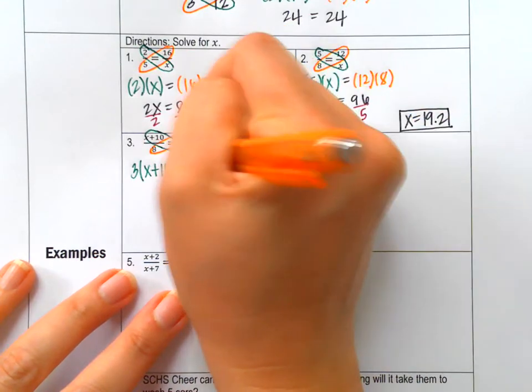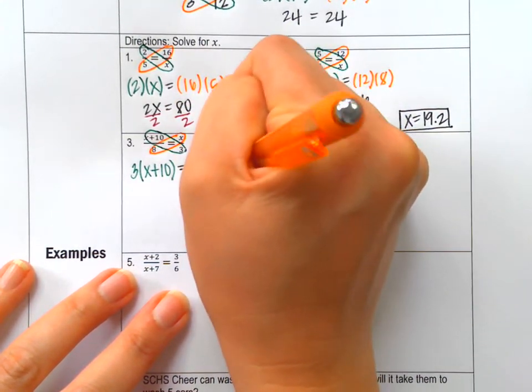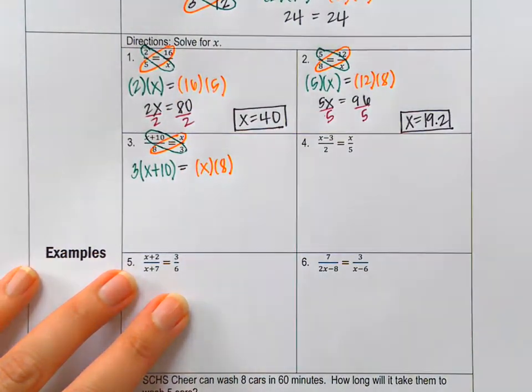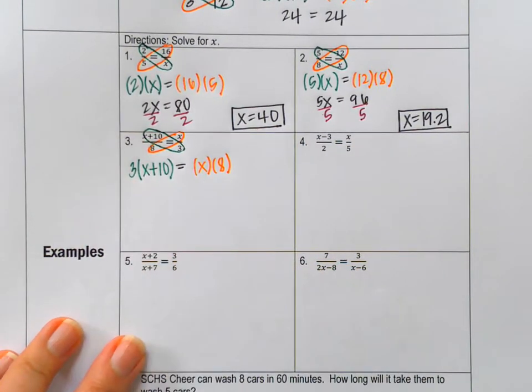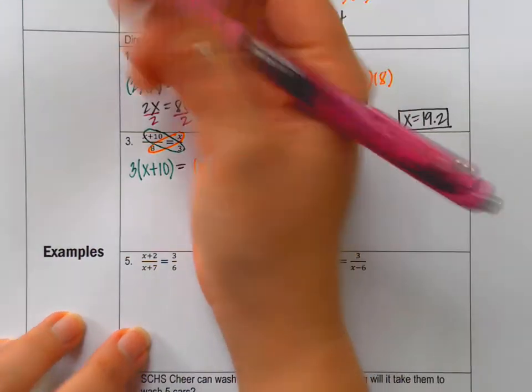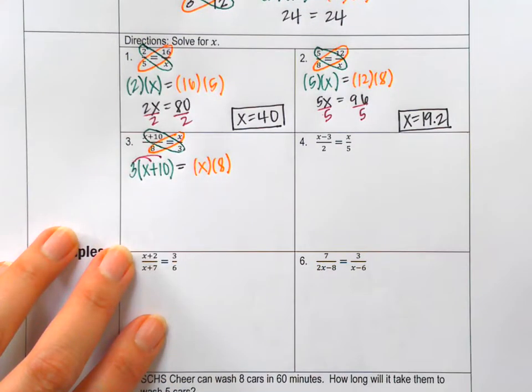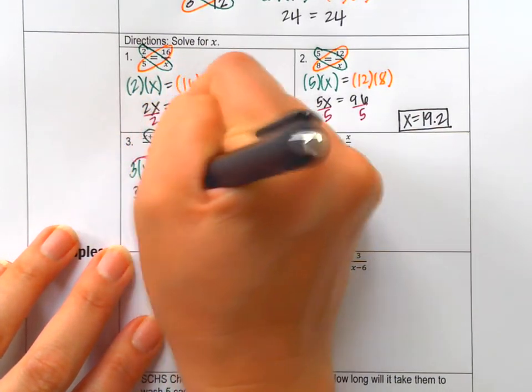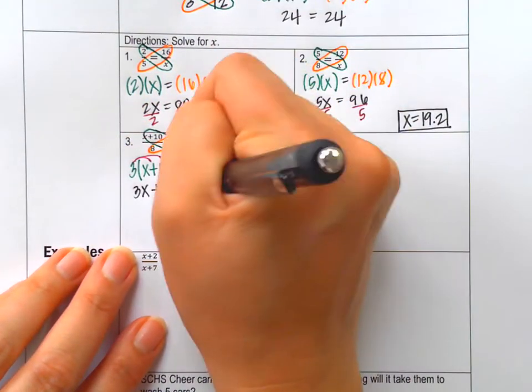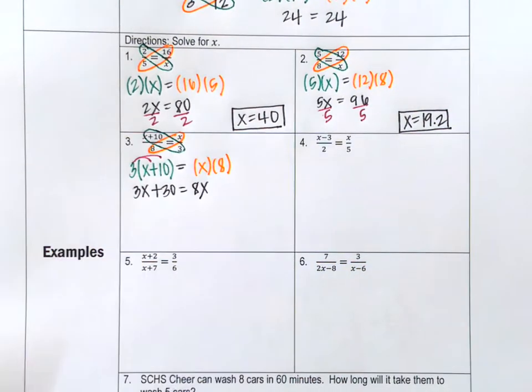So x times 8. So with this, it's like what we've been doing before. We have a 3 on the outside of parentheses, so we need to distribute 3 times x and 3 times 10. That gets me 3x plus 30. And then x times 8 is just 8x.